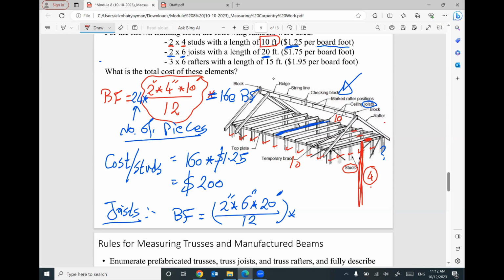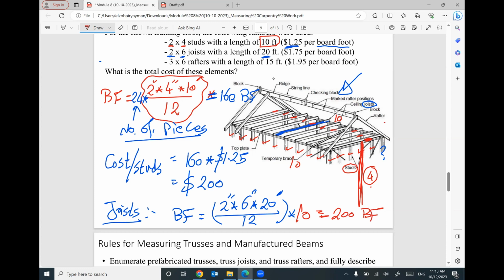How many? You need to look to the sketch and figure out how many pieces of joists. 1, 2, 3, 4, 5, 6, 7, 8, 9, 10 pieces for the joist on the floor. So I can say 2 by 6 by 20 divided by 12. This is for one piece, times 10 for the whole, all of them, equal 200 board foot.